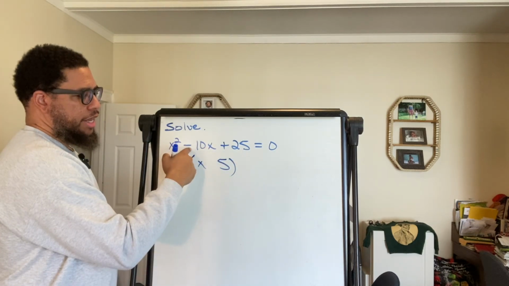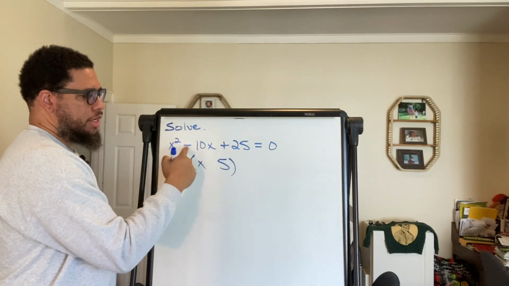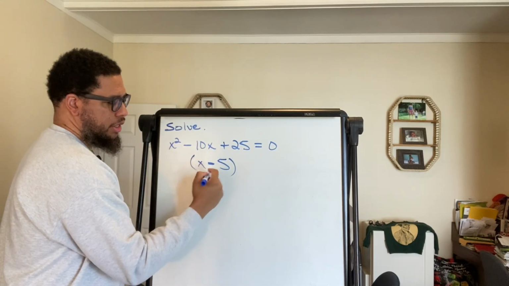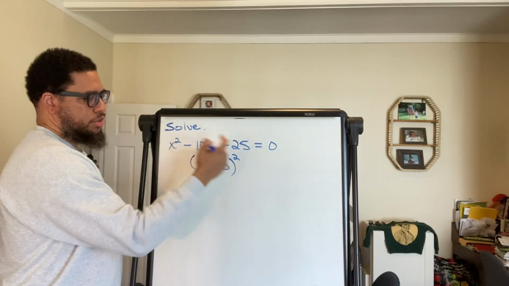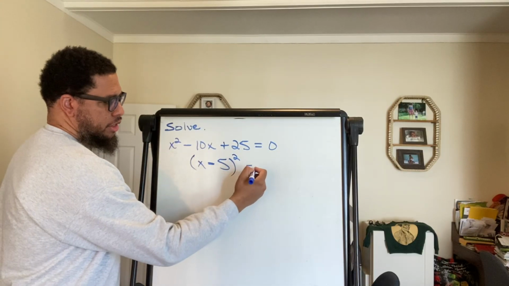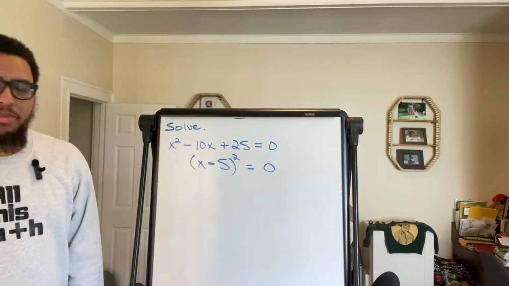You take the sign of the middle term, not the sign of the last term, not the sign of the first term, the sign of the middle term, throw it right there. And then you take this exponent 2, think of it as taking this one and just putting it outside. That's an equivalent way to write that. x minus 5 to the second power.